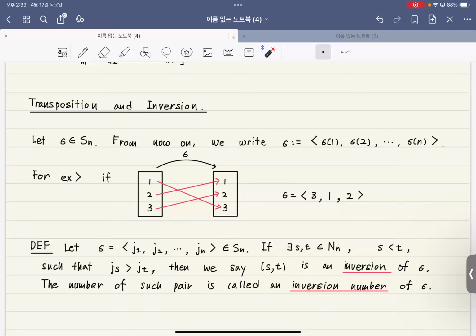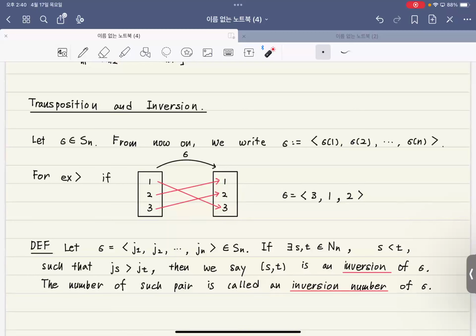Okay, so basically, what is an inversion? For any given permutation, if you can find a pair of numbers which is not respecting the natural order of the integers, then you can consider that pair of numbers as an inversion. And the inversion number is counting the number of such pairs.